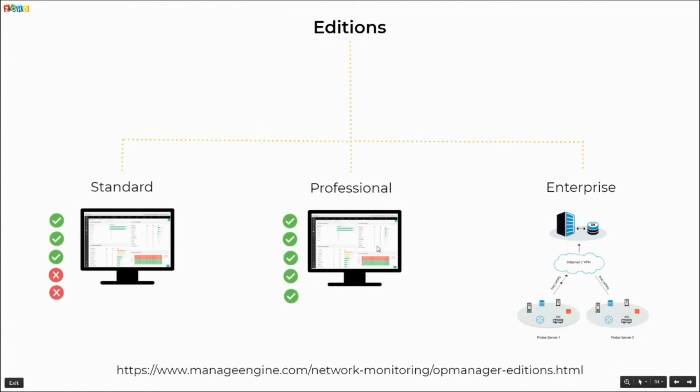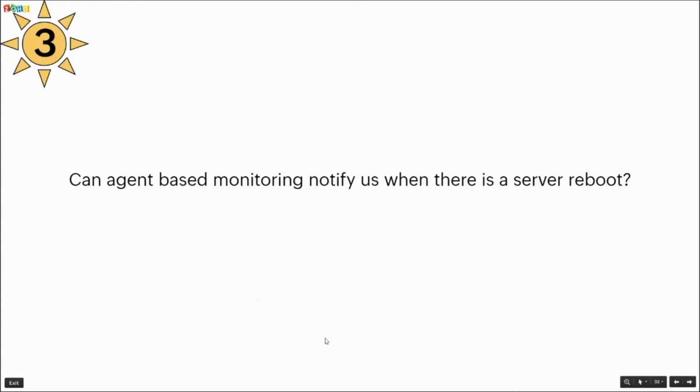And if you want to know more about various other features that are available with respect to these editions, you can visit the link given at the bottom of the presentation slide. Also, OpManager has another edition called the OpManager MSP edition, which is similar to the MSP versions that are available in a live environment. And you can get more detail about the MSP edition, the professional edition, the standard edition, and the enterprise edition in the link given at the bottom of the presentation slide.